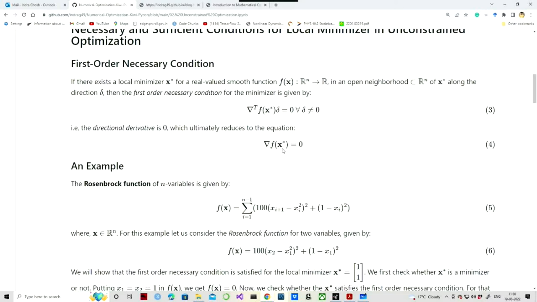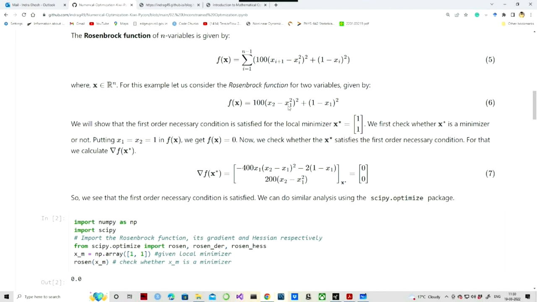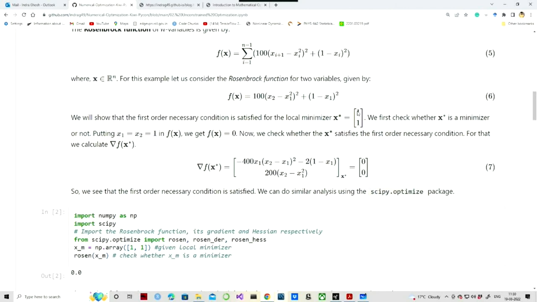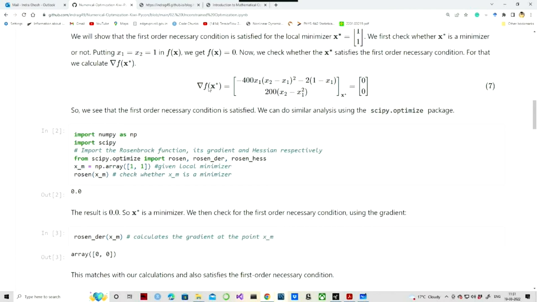So let's look into an example. In this particular example, we are considering the Rosenbrock function as the objective function, which is given by this for n variables, but we'll do it for two variables, which reduces to this. And we'll show that the first order necessary condition is satisfied for the local minimizer x star. We know by analytical calculations that if we choose the point 1, 1, this value will always be zero. You can just see here: x2 is 1 and x1 squared is 1, so the first term is 0, and also here we have 1 minus x1, which is 0 for 1, 1. And nabla f at that point x star, the minimizer, also gives analytically the value 0, 0.